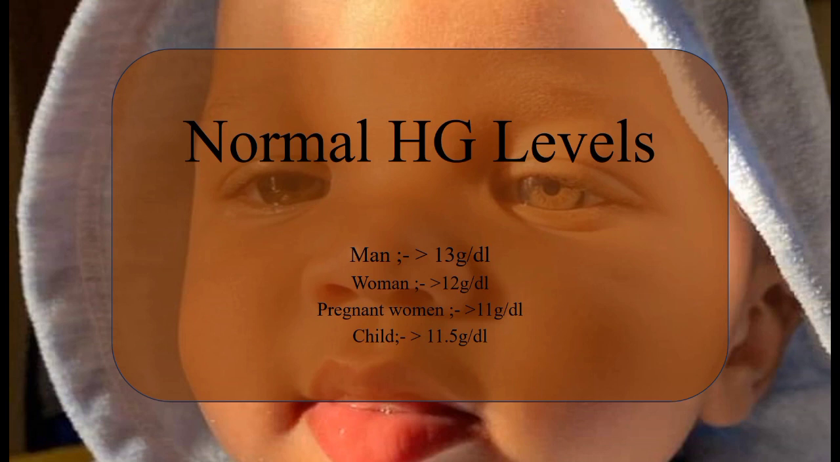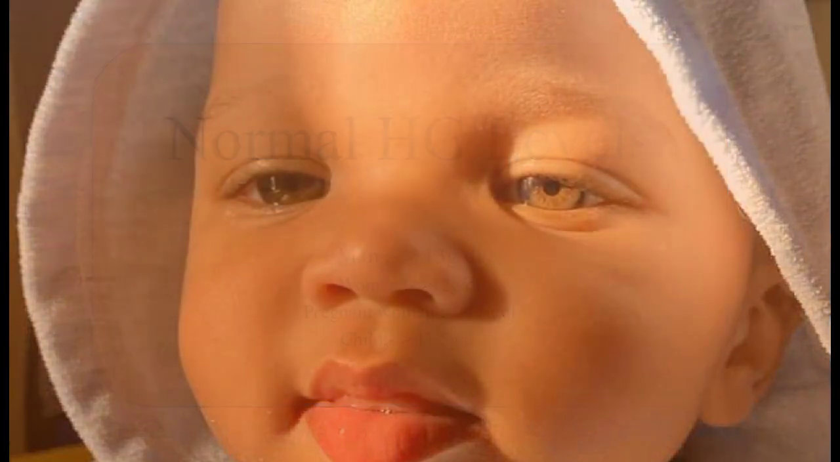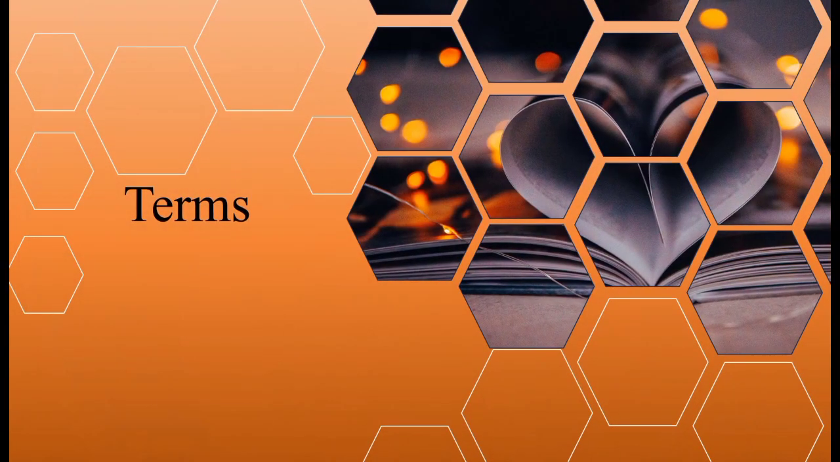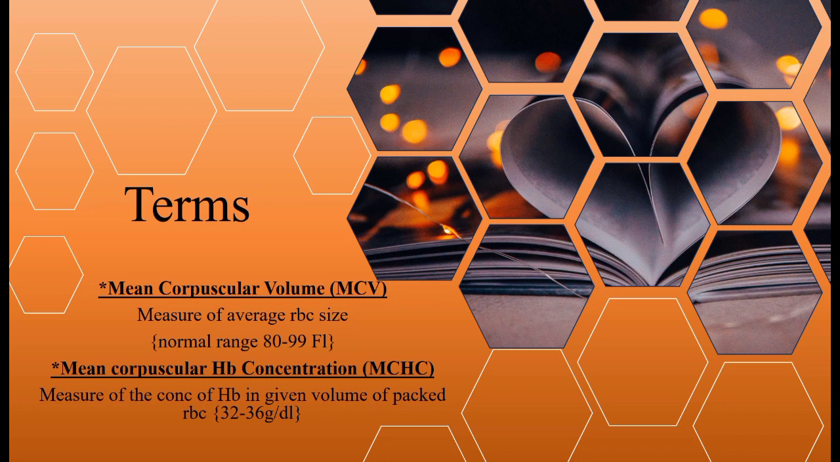Now, terms you see on the CBC. When you receive a CBC, you will see mean corpuscular volume. This is denoted as MCV on the CBC, and this is just a measure of the average red blood cell size. The normal range is 80 to 99 femtoliters. Of course, you will see it will either be high or low, or it will be in the normal range.